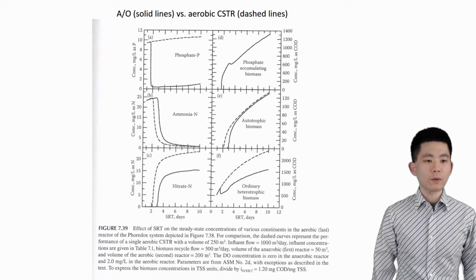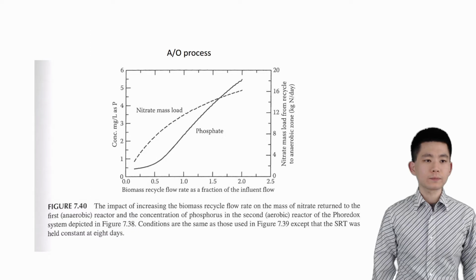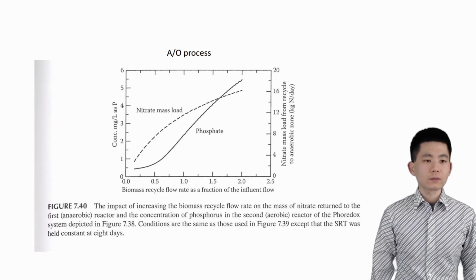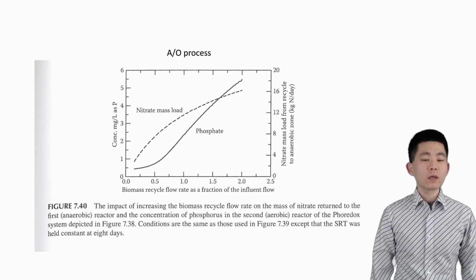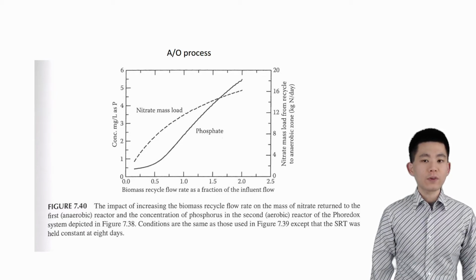Like the MLE system, because the aerobic zone is a fraction of the overall volume, a longer SRT is needed in the AO system to achieve nitrification compared to a single aerobic CSTR. As I mentioned before, the recycled biomass also carries nitrate produced through nitrification in the aerobic zone back to the anaerobic zone. The higher the biomass recycle rate, the more nitrate will be recycled, causing PAOs to be outcompeted by ordinary heterotrophs and less phosphate removal.